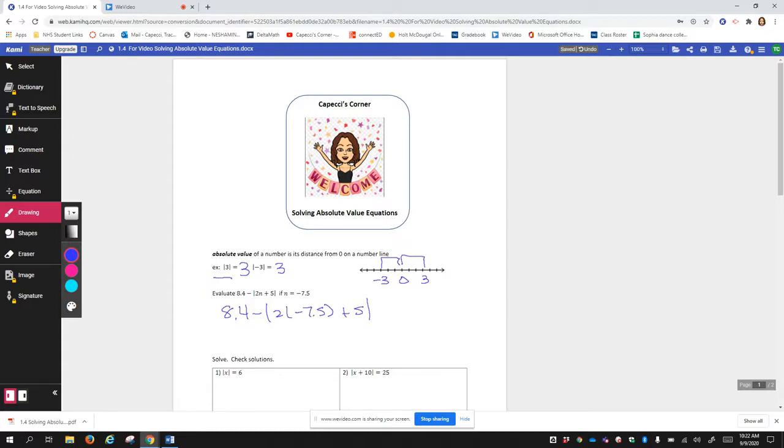Now, if we're looking at this example problem, it says evaluate. Remember, evaluate means to find the value. So I have my n is equal to negative 7.5 substituted in. So I have 8.4 minus, and then I have an absolute value. So I have 2 times negative 7.5 plus 5 gives me an absolute value of negative 10. So I have 8.4 minus the absolute value of negative 10, which is 10. So when I simplify that, I get negative 1.6.